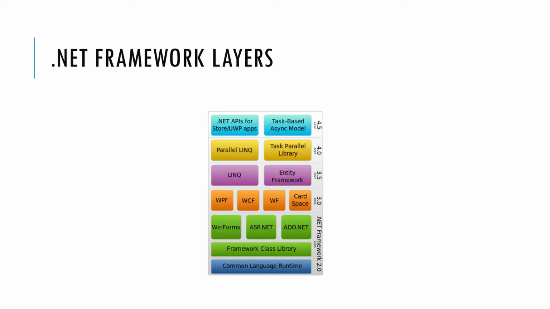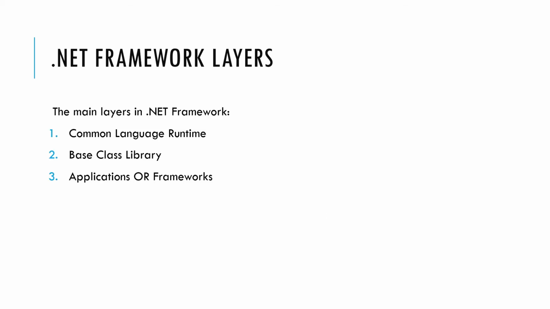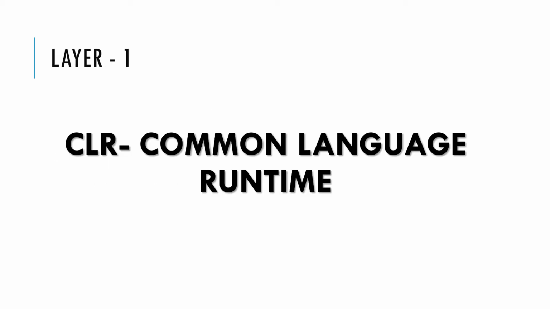So the .NET Framework layers. If you see this picture, at the bottom there is the common language runtime. Then the second layer is the framework class library. Then the third layer consists of different frameworks and supported application types. So as I mentioned earlier, it has three layers: common language runtime, base class library, and applications or different frameworks. In the first layer, common language runtime.